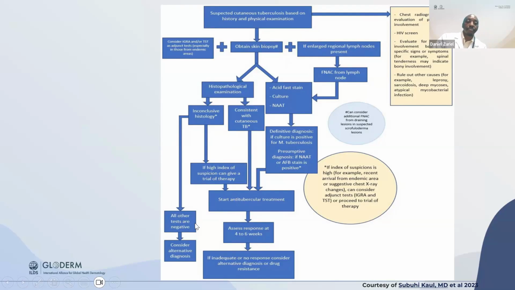If it's inconclusive, you do other tests. If they're all negative, you consider an alternative diagnosis like sarcoidosis or any other conditions that may be presenting as such. Once you have a definitive diagnosis, if culture is positive, then you proceed with treatment. If presumptive diagnosis, you can do the nucleic acid testing or other tests that have been positive, then you proceed and assess response, and you start management.